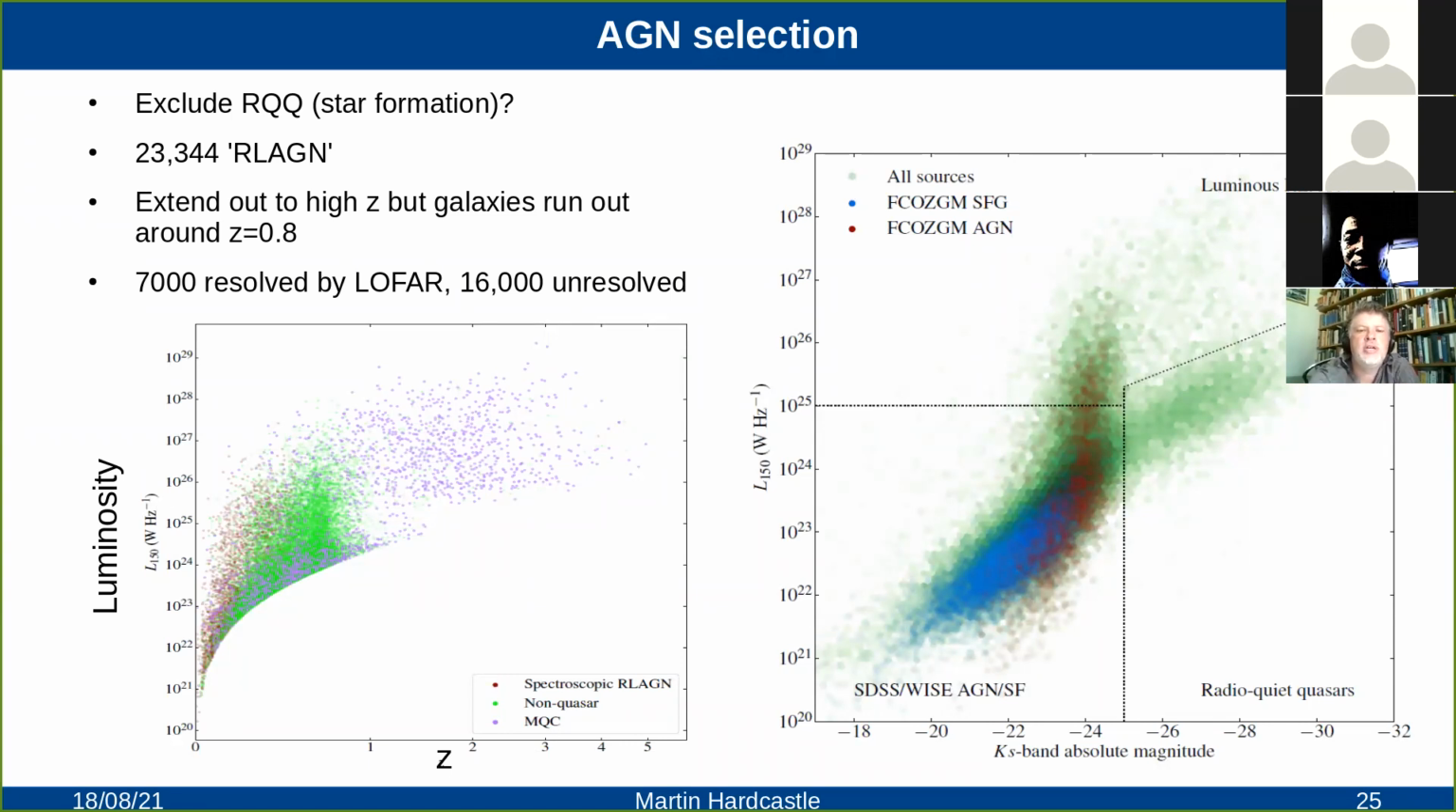We excluded radio quiet quasars, which sit over here on this K-band versus radio luminosity diagram. So this is the radio quiet quasar branch, and we're not quite sure whether that radio emission is due to star formation or not. So we just excluded those, and we excluded the star forming objects, obviously. So we're left with what we think are genuine radio loud AGN.